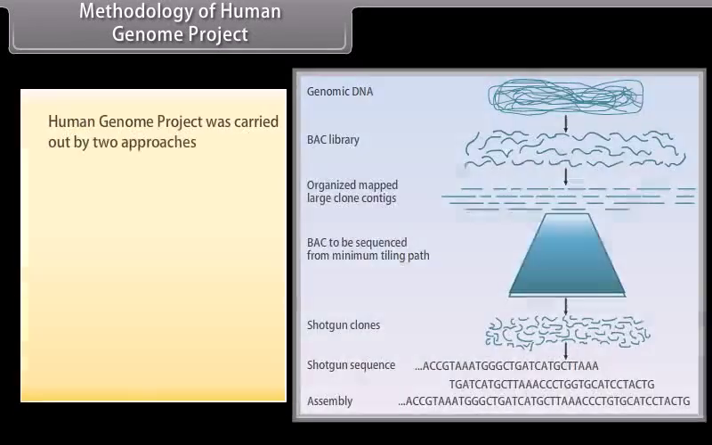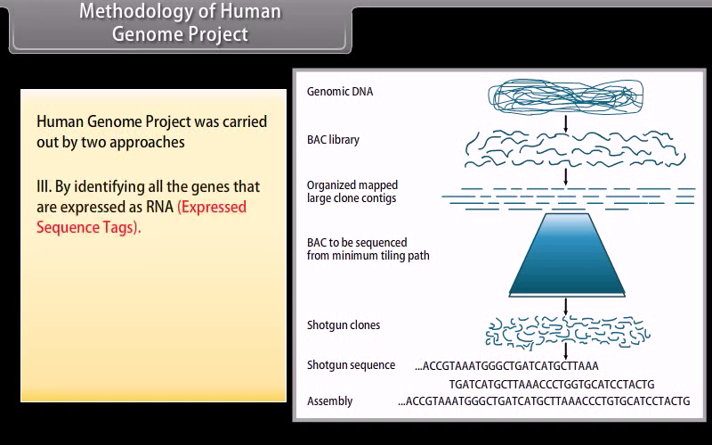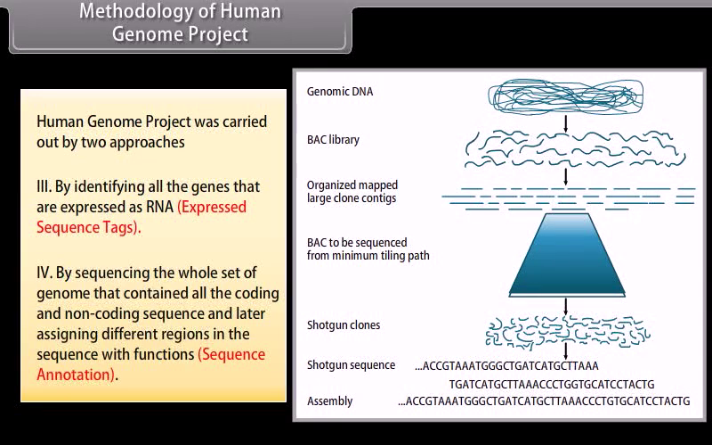Methodology of Human Genome Project. The Human Genome Project was carried out by two approaches: by identifying all the genes that are expressed as RNA, expressed sequence tags, and by sequencing the whole set of genome that contained all the coding and non-coding sequences and later assigning different regions in the sequence with functions, sequence annotation.